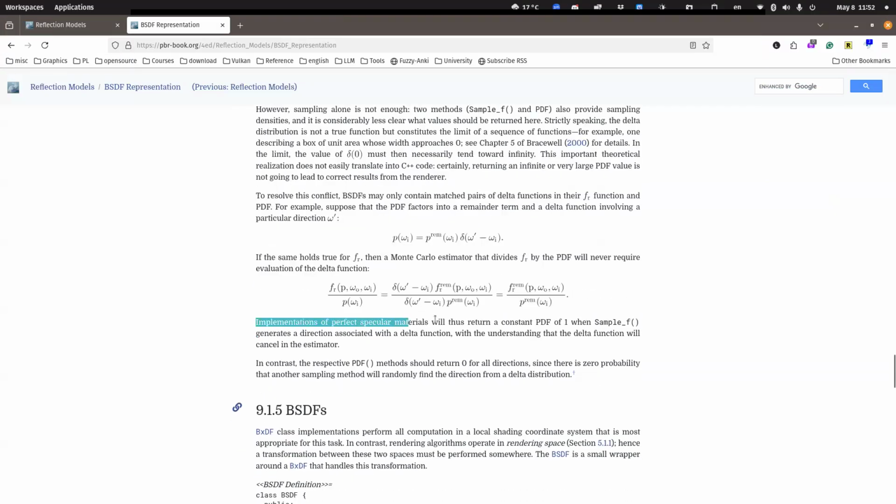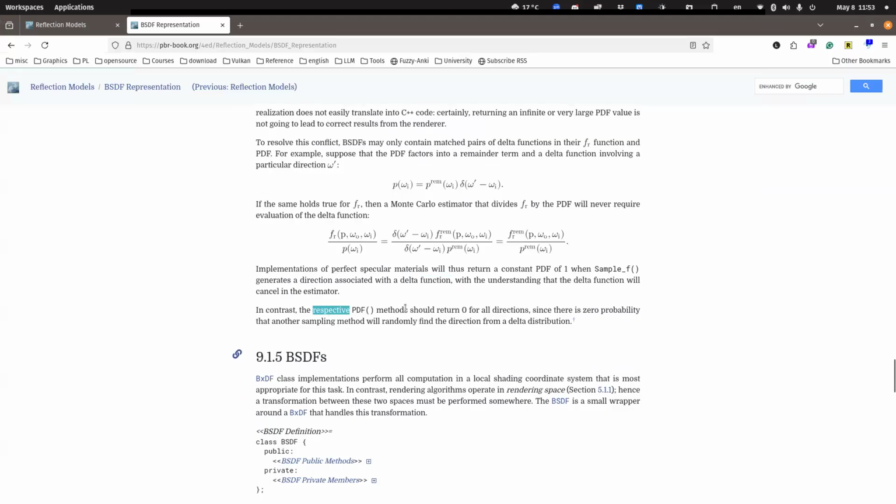So an implementation of a perfect specular material will always return a constant PDF of 1, where SampleF generates a direction associated with the delta function, with the understanding that the delta function will cancel in the estimator. The respective PDF method should return 0 for all directions, since there is zero probability that another sampling method will randomly find a direction from the delta distribution.